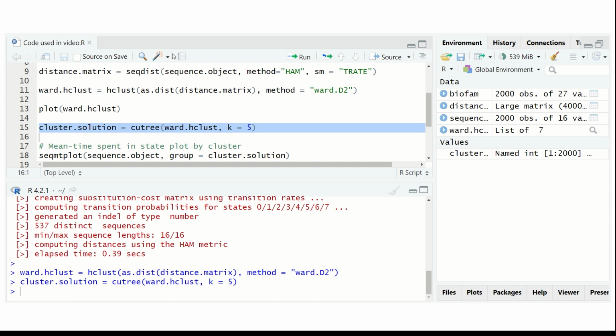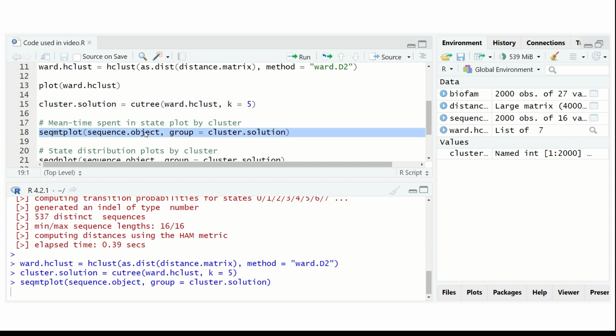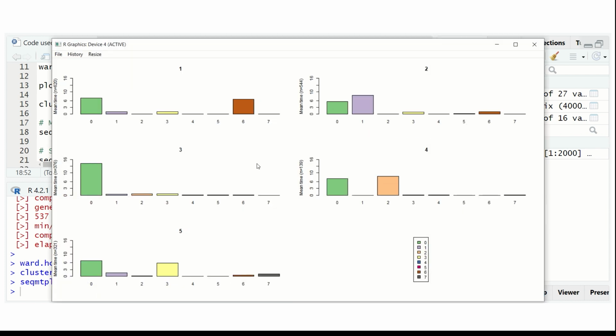The first plot I'm going to go through is called a mean time plot, and in essence this gives you an indication of how much time on average the different clusters spent within each of the possible states, family formation states. So if I run this, the mean time plot function calls in the sequence object and it produces a visualization that's grouped by our cluster membership. And here's the visualization.